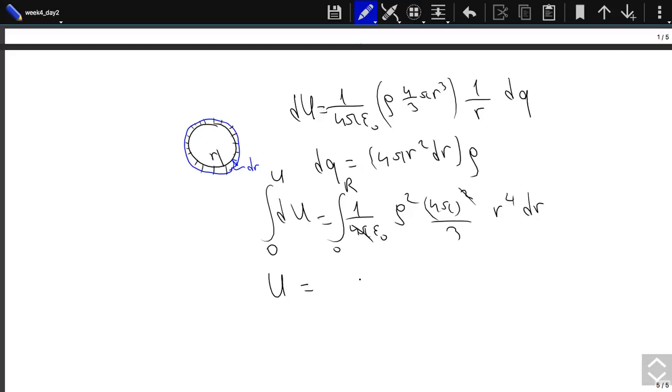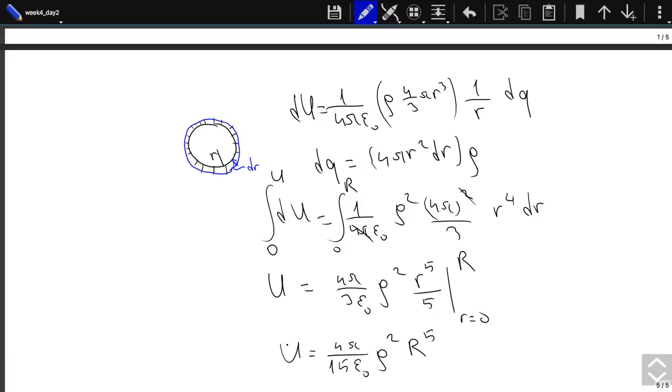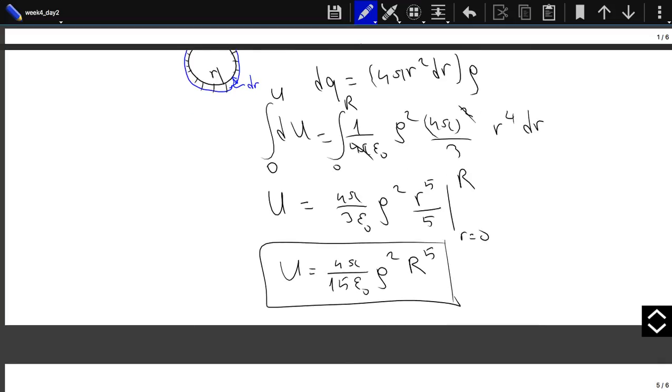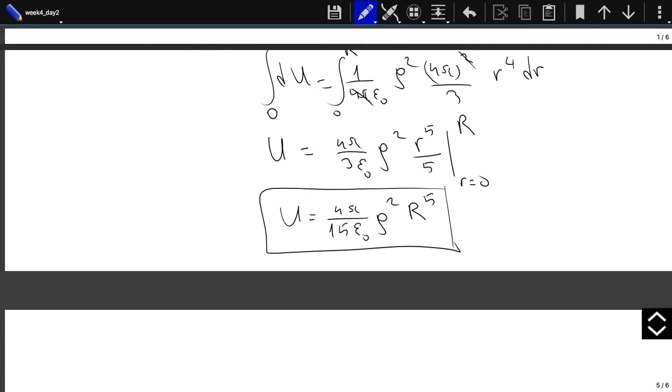Well, let's do one more step. Instead of rho, let's use the total charge of the system. U is equal to 4 pi over 15 epsilon 0. Now rho is charge per unit volume. I have a total charge Q distributed over the volume 4 over 3 pi r cubed, this thing squared, times r to the 5. This is equal to 4 pi over 15 epsilon 0 times q squared over r times 1 over 4 pi squared times 9. So this 4 pi will cancel. I have a 3. There is a 5. This is equal to 3 over 5 times 1 over 4 pi epsilon 0 times q squared over r.